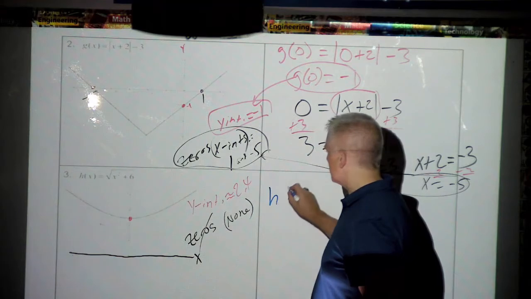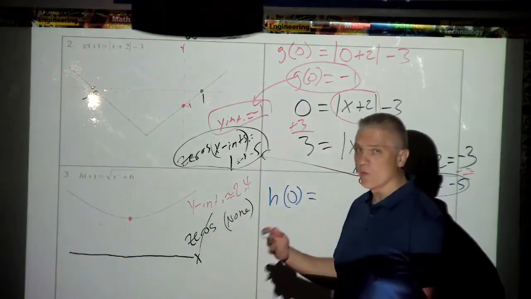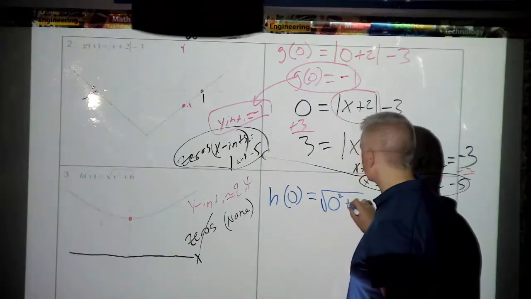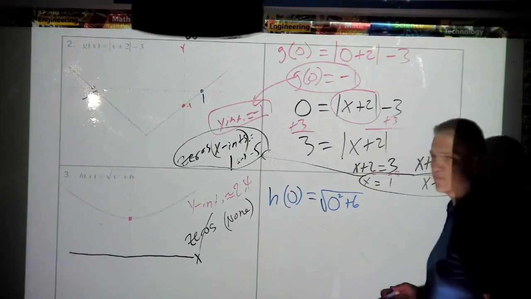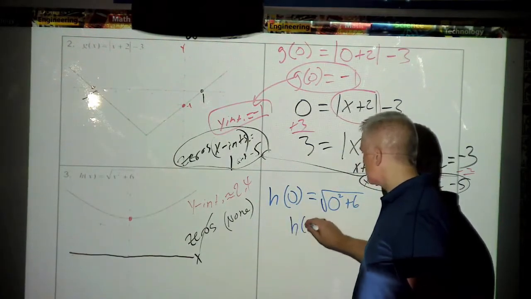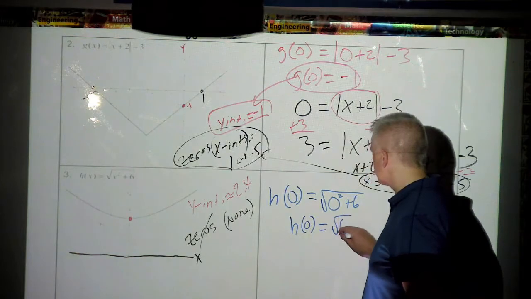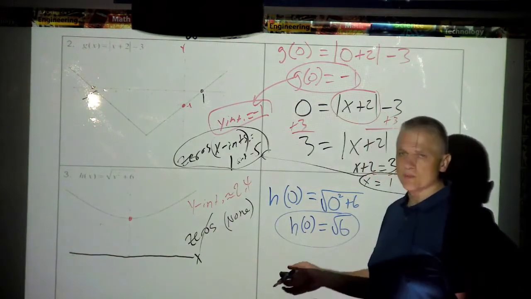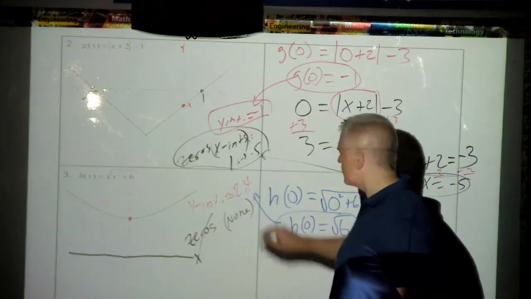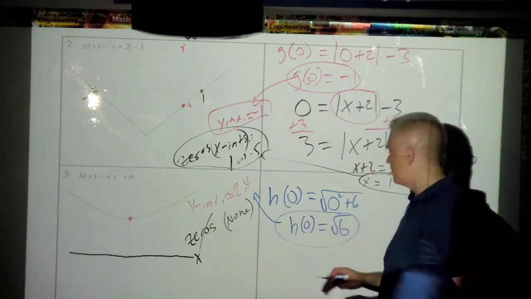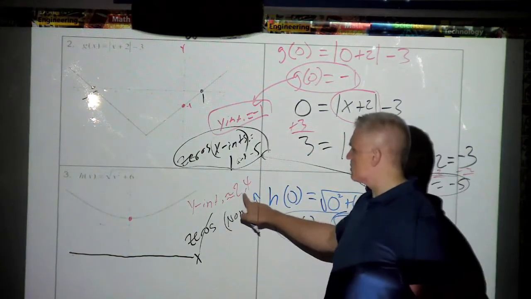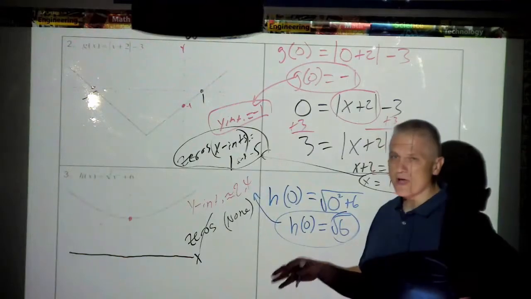So h of x, but we're going to substitute 0 for x because we're finding the y-intercept, equals the square root of x squared plus 6, so 0 squared plus 6. Well, 0 squared plus 6 is 6. So h of 0, or the y-intercept, is the square root of 6. If you want to put that in your calculator, go for it. But it's pretty close to 2.4-ish. So the square root of 6 is the answer we want. This was just an approximation. The square root of 6 is the y-intercept.